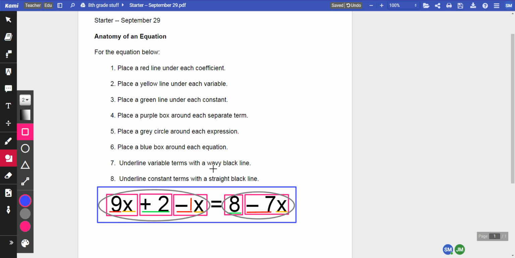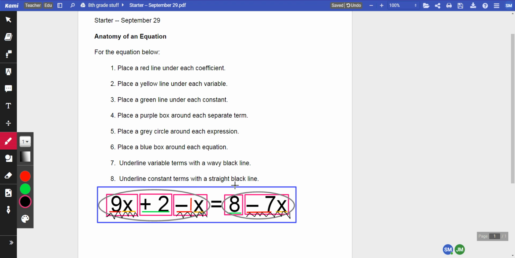Now, underline variable terms with a wavy black line. So I'm going to go to drawing and black, and 1 is good. Okay, variable terms. So a variable term has a letter in it. 9x is a variable term. I'm going to make it kind of a jagged line. And -1x, variable term. And not 8, but -7x, variable term.